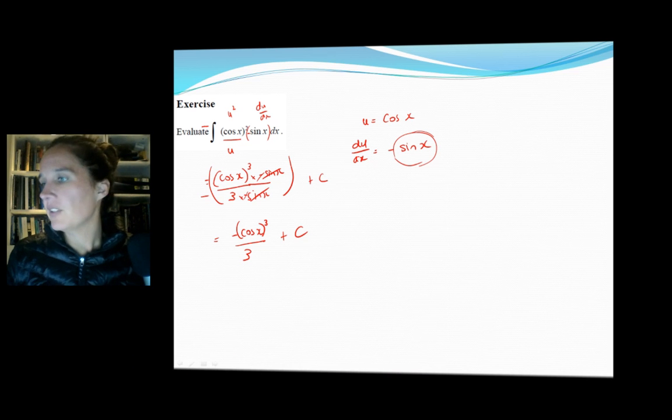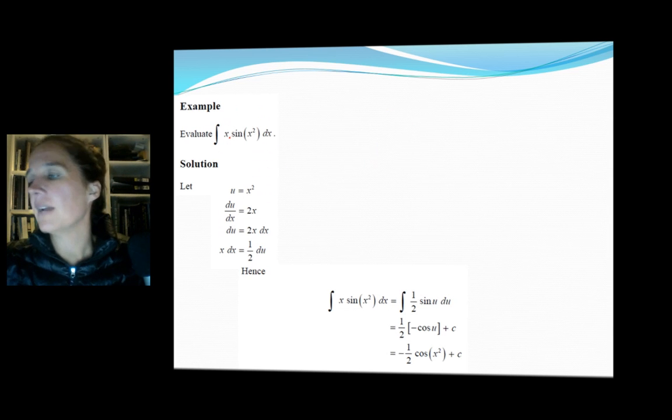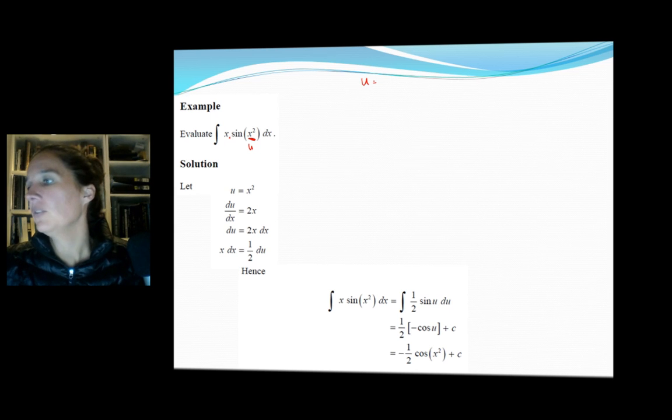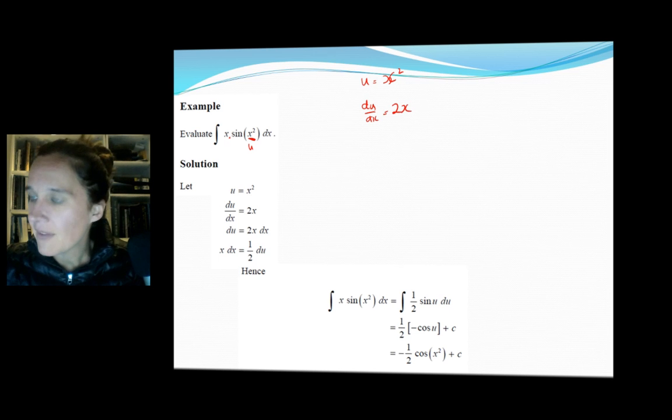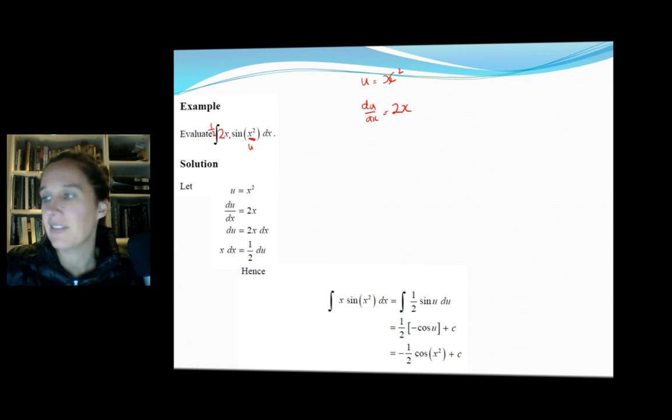So if we move on to this next question here, we've got x times sine of x squared. And so this x squared here is going to become our u. U is equal to x squared. Du on dx is therefore 2x. Here we have x. So what we can do, we make this the 2x that we need to be our du on dx, and we're going to times it by a half out the front.